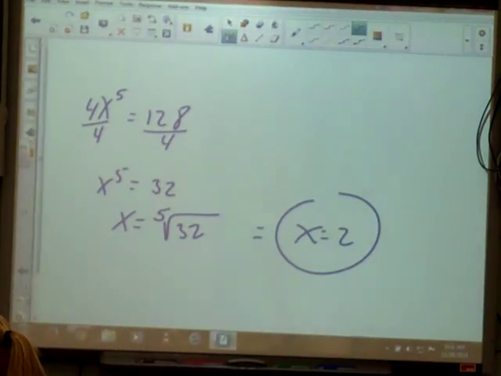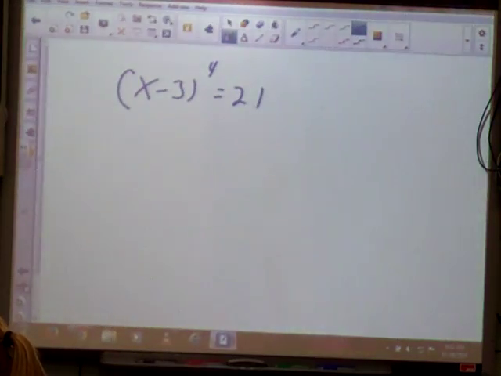Alright. Okay. This is the same idea, same directions, but the problem looks different. X minus 3 to the 4th equals 21. On that last one, our variable was being multiplied by something, and we got rid of that first. This one, my variable is in a binomial, and that whole binomial is being raised to the 4th power. So I need to undo that 4th power, take the 4th root of everything.